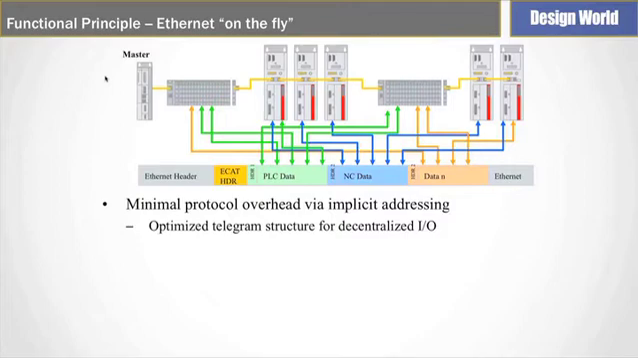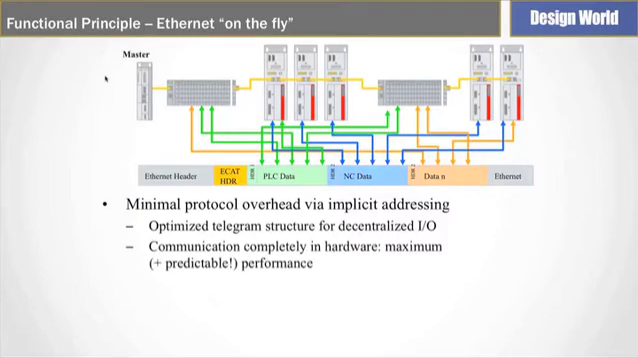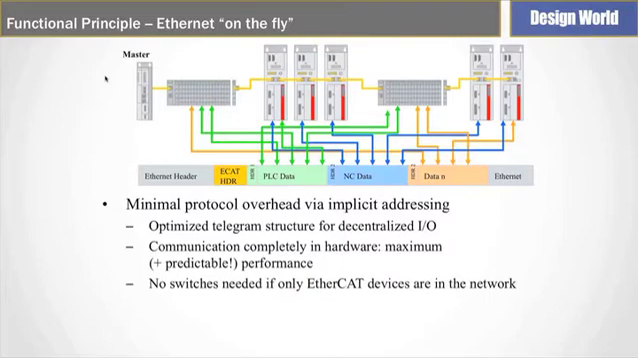So this alleviates a lot of the CPU usage for the master and frees up the CPU to be used for the job that you're trying to do, which is your application. All of this communication from a slave perspective occurs in hardware, so there are no CPU stacks in each of the slaves that can get bogged down and slow down the rest of the network. Predicting the performance is extremely easy. And as I said before, there are no switches required or suggested, or hubs or any other infrastructure.